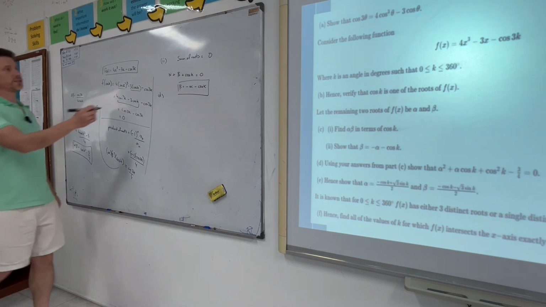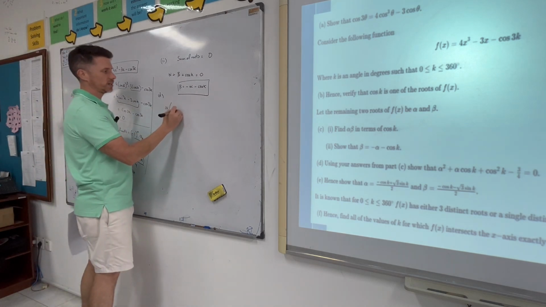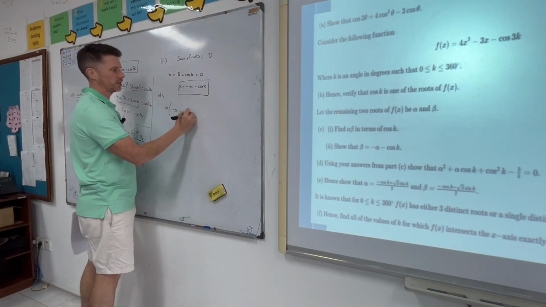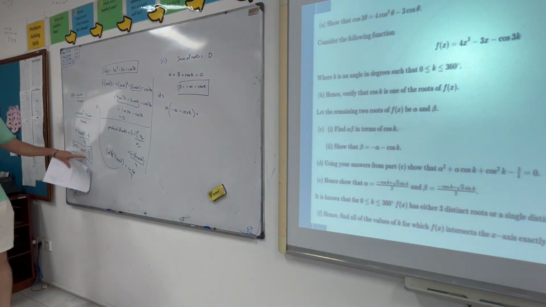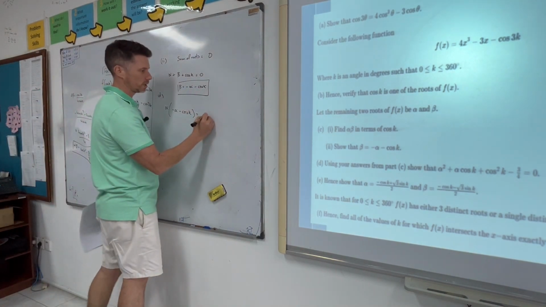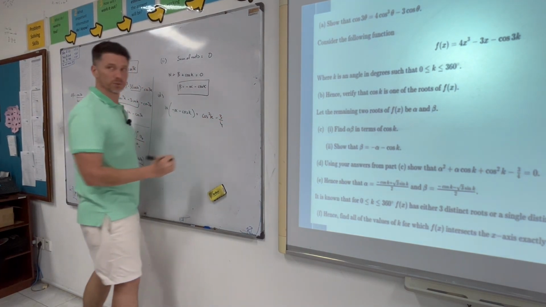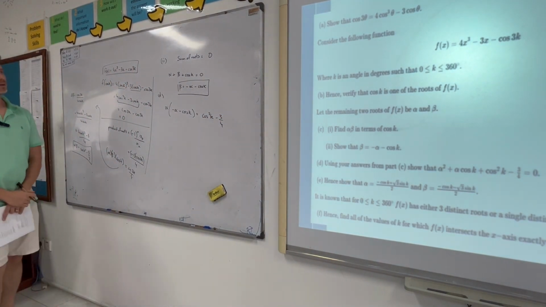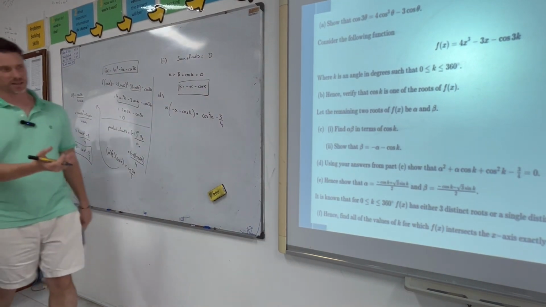So if I sub this into this one, alpha times minus alpha minus cosine k is equal to, so I sub this into this one, so that's equal to cosine squared k minus 3/4. I think that's probably the easier one to sub in. Well, we're just trying to get it to look like that.